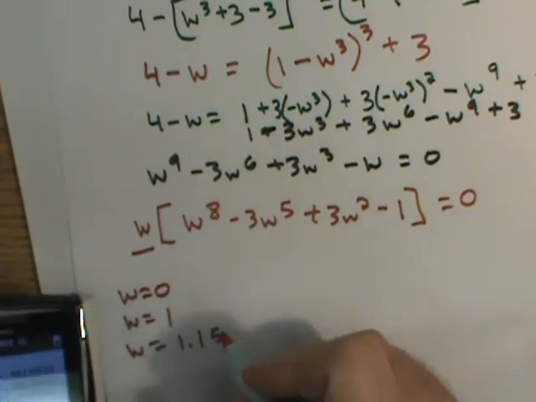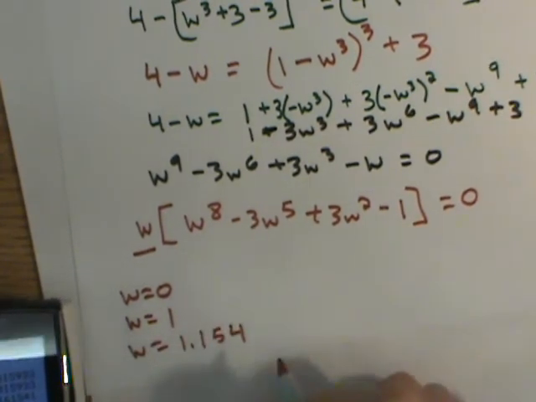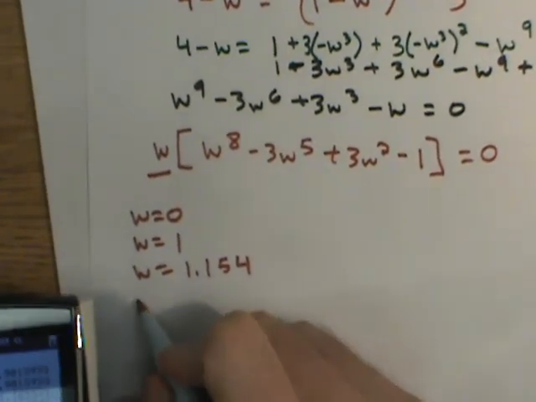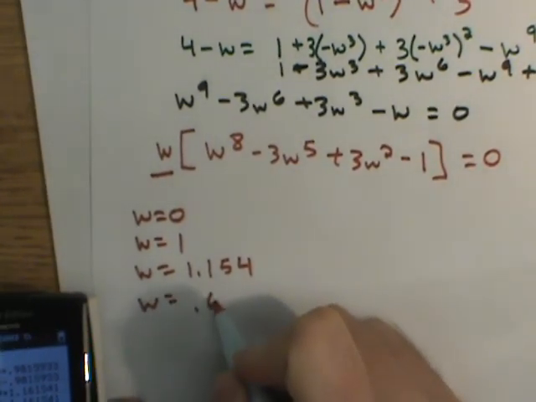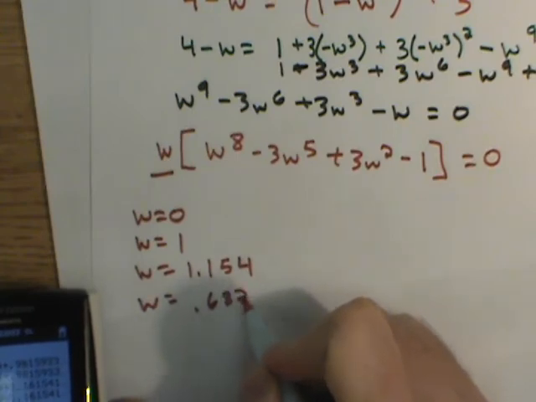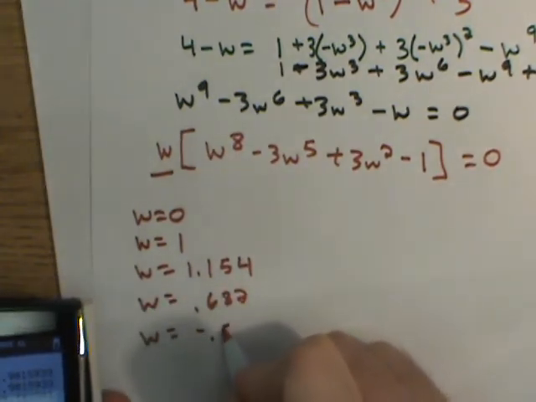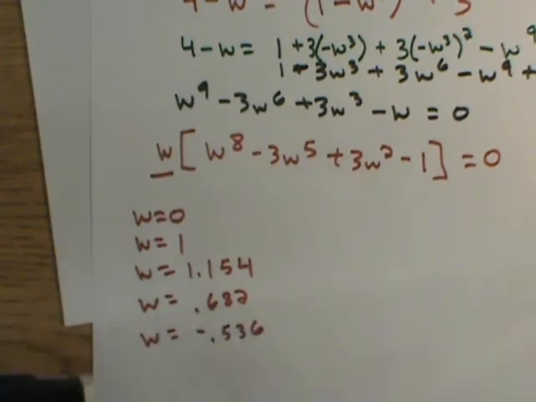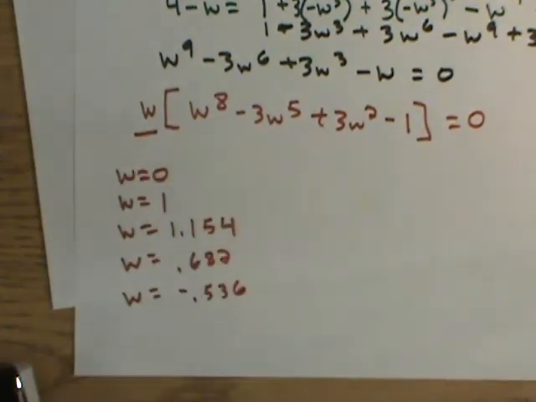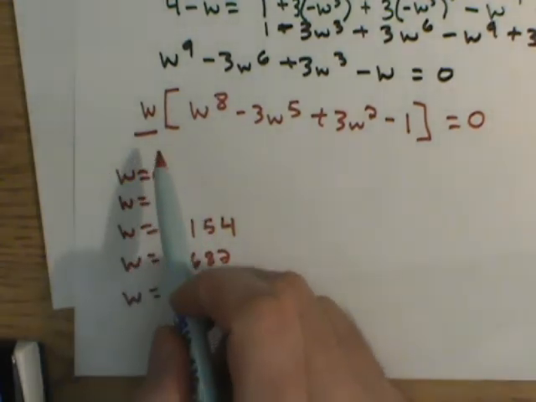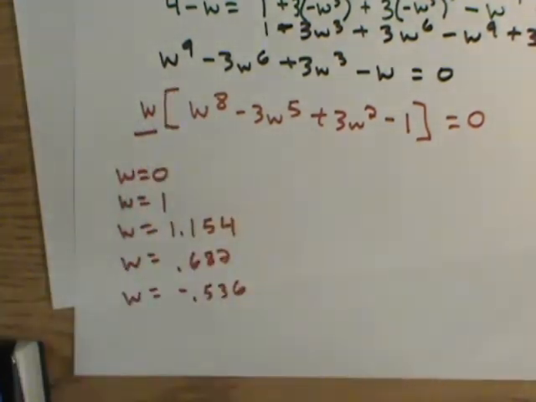1.154, we'll call it. We'll keep 3 decimals in all of our answers. And then I've got a w equaling 0.682, round those appropriately please. And the final one was w equaling negative 0.536. So I got all those answers right there that I'm concerned with. The w equals 0 came from when I first pulled a w out.